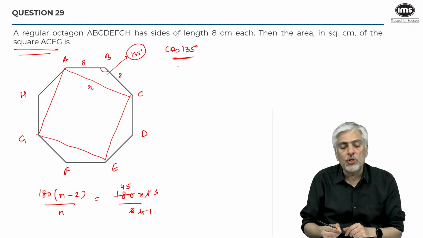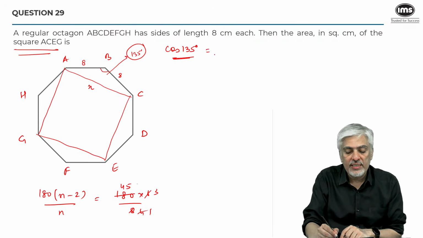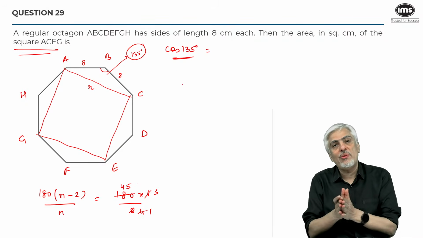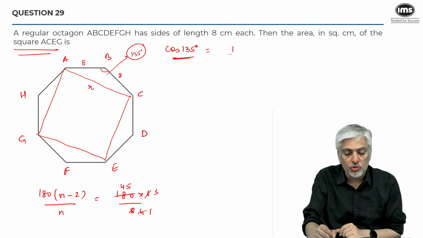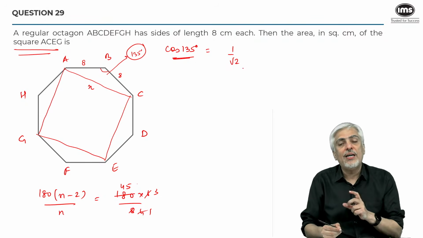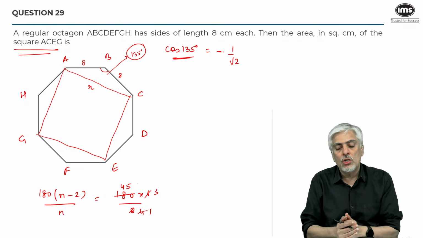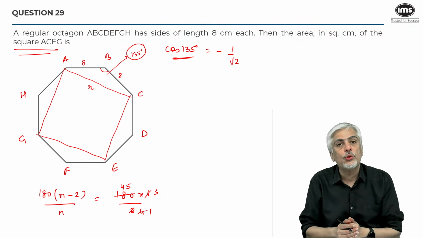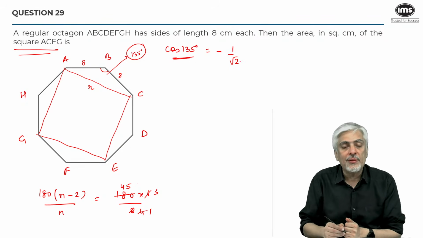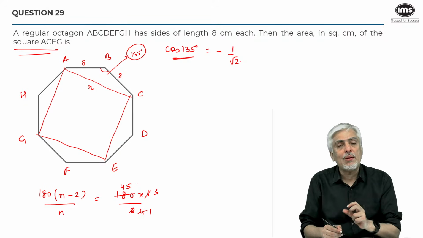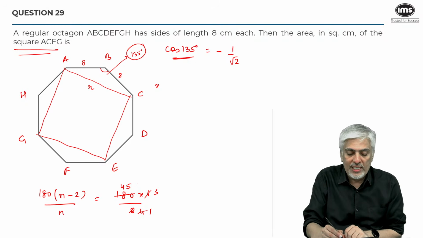For the ones who still want to try, cos 135 value will be the same as cos 45, 1 upon root 2, but because it is in the second quadrant, it will be negative. Cos 135 is negative 1 upon root 2. Apply the cosine rule. This time apply it directly. So x square will be a square plus b square minus 2ab cos 135.